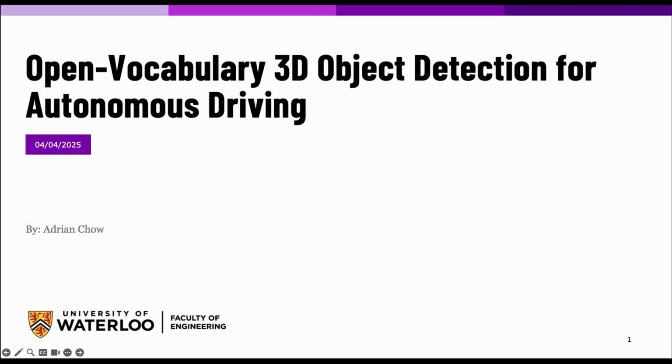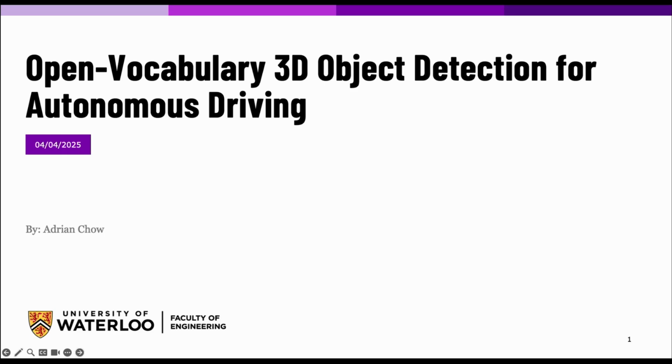Open vocabulary 3D object detection. So have any of you guys heard of this framework called open vocabulary before? No? Okay, that's good. Well, this is kind of what Professor said, the direction that 3D object detection is taking.